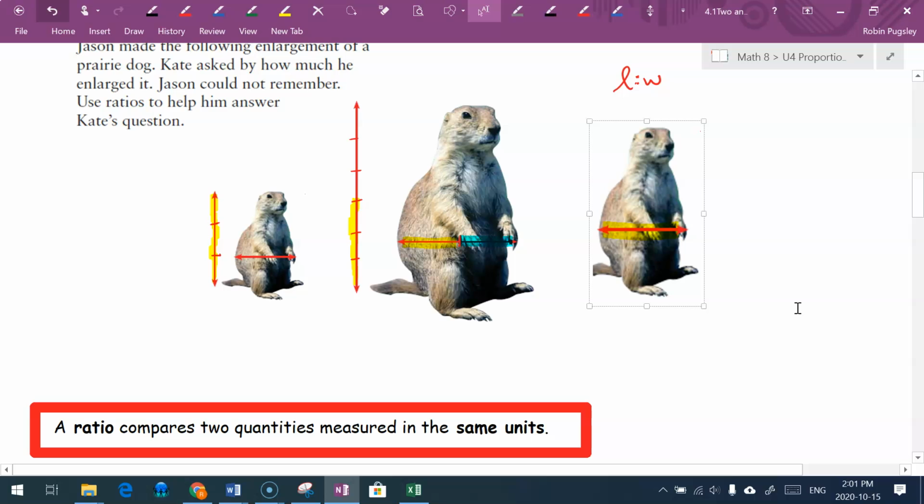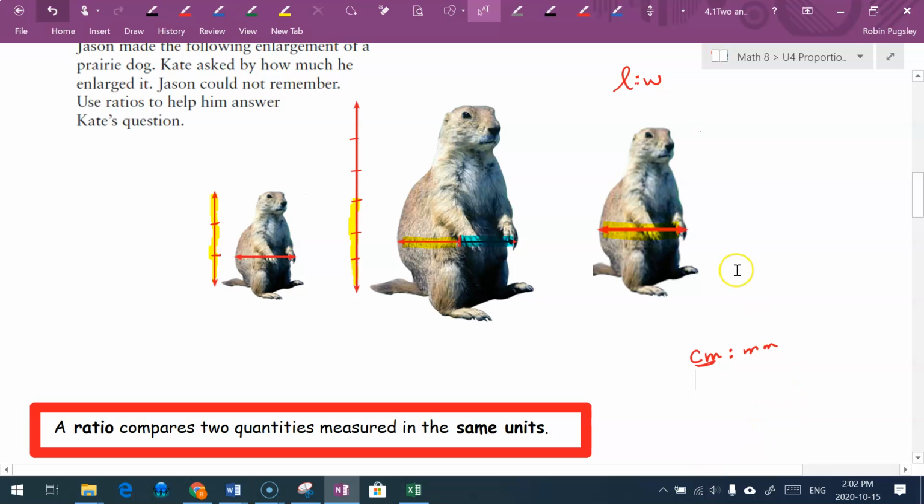A good thing to note is a ratio compares 2 quantities measured in the same unit. For example, length and width are both distances, right? So centimeters as compared to centimeters, or inches as compared to inches. It could even be centimeters as compared to millimeters, because the centimeters can be converted to millimeters and we now have the same unit. So if one unit can become the other unit, then we can call that a ratio, just like we could compare minutes to hours, because hours can be written as minutes.